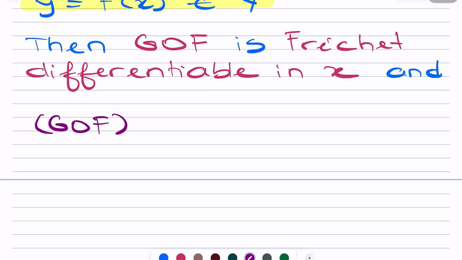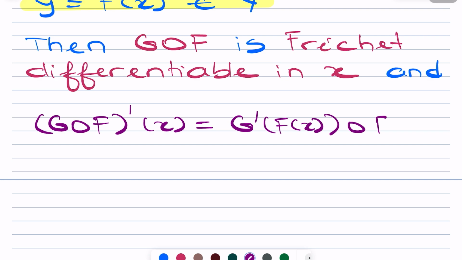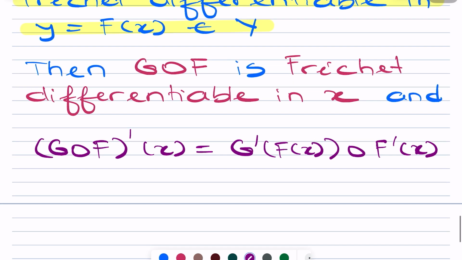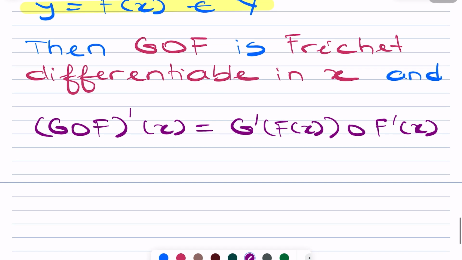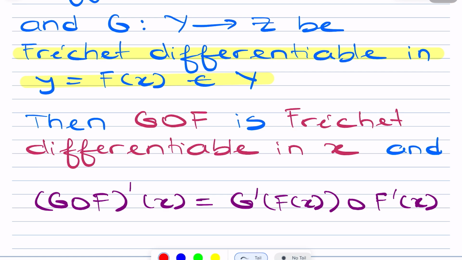Nothing new. The derivative of g composed with f at x is actually g prime at f of x, composed with f prime at x, because those are maps. So if you have these assumptions, then you can conclude about the Fréchet differentiability of the composition of those operators. And again, let me stress this fact: g should be differentiable in y equal f of x. Otherwise, you have a problem.